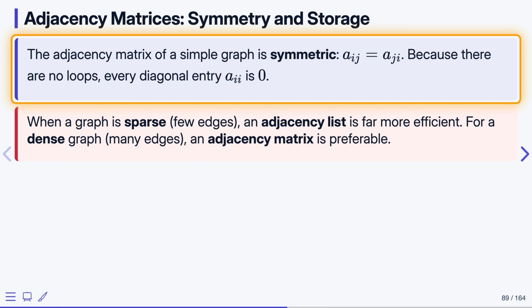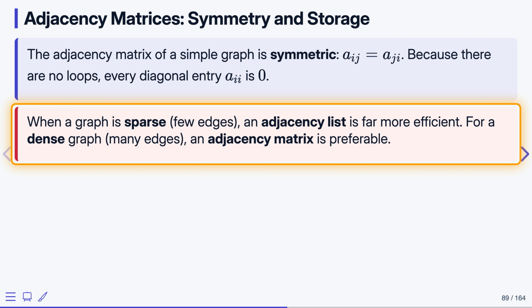Two useful facts now. First, for a simple graph, the matrix is symmetric. That means the entry in row i, column j equals the entry in row j, column i, and a simple graph has no loops, so every entry on the main diagonal is 0. Second, think about storage. If a graph has few edges, we call it sparse. Then the matrix is nearly all zeros, and a list saves a lot of space. If a graph has many edges, we call it dense, and a matrix is the better choice.